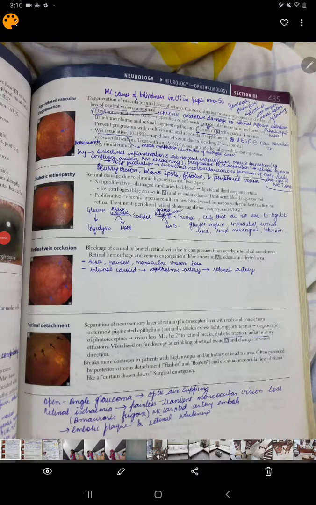When I was in third year and preparing for my Step 1, I used to have problems identifying these images, which I will read out to you in the next 1 minute.